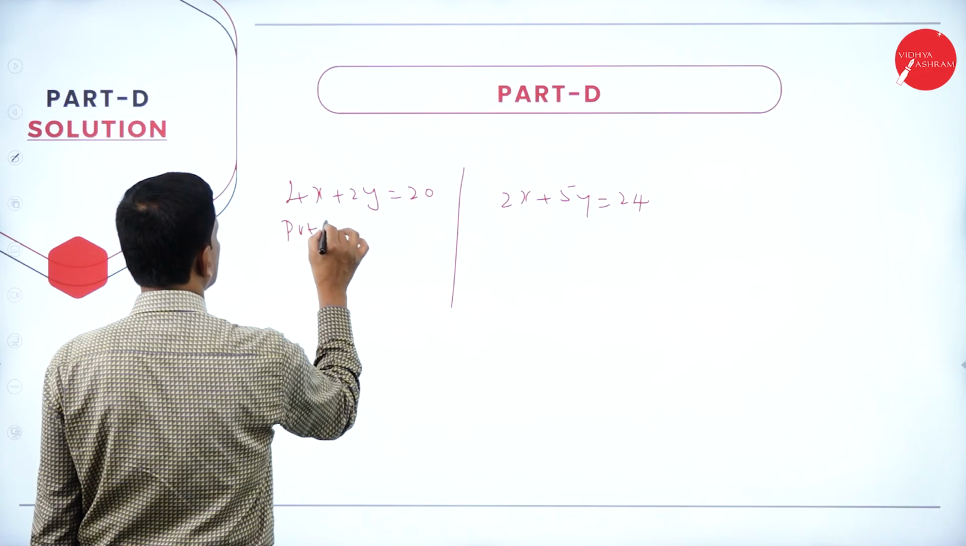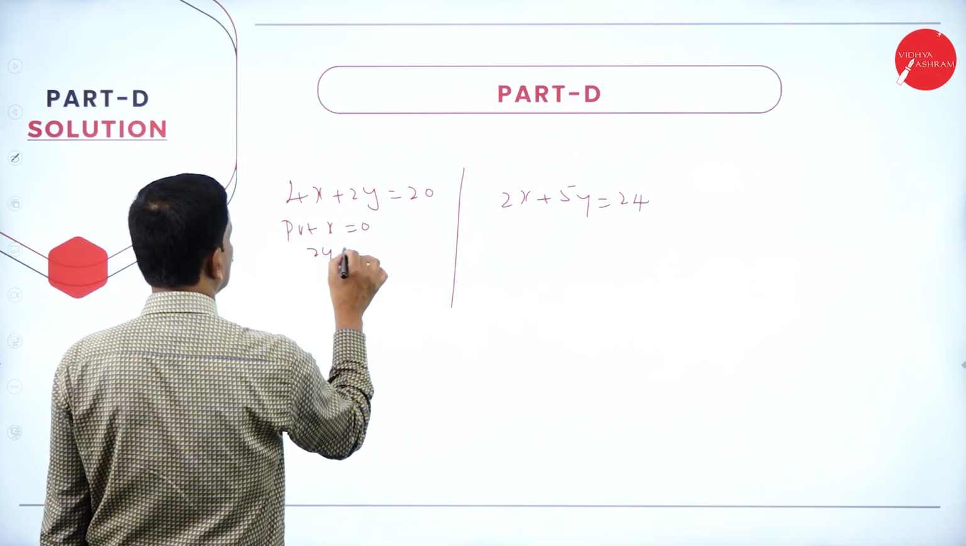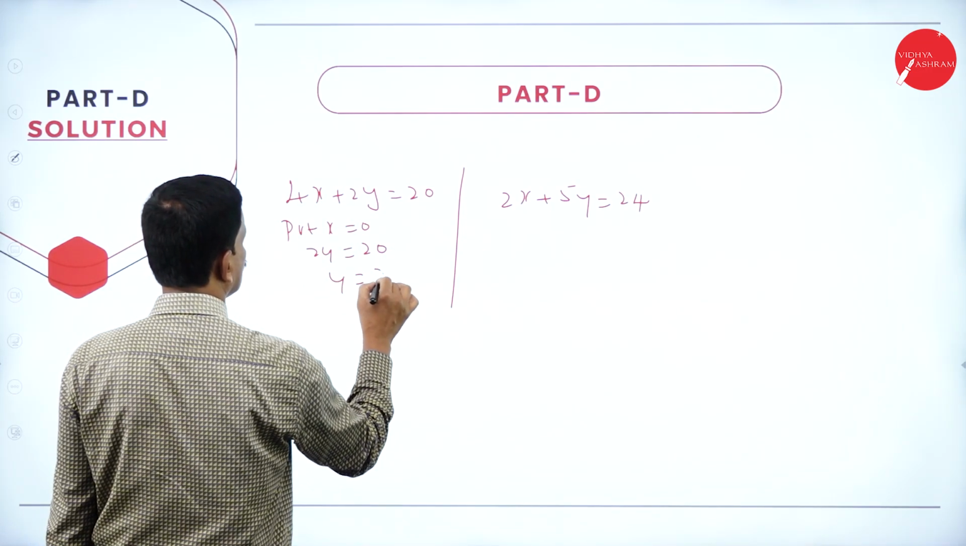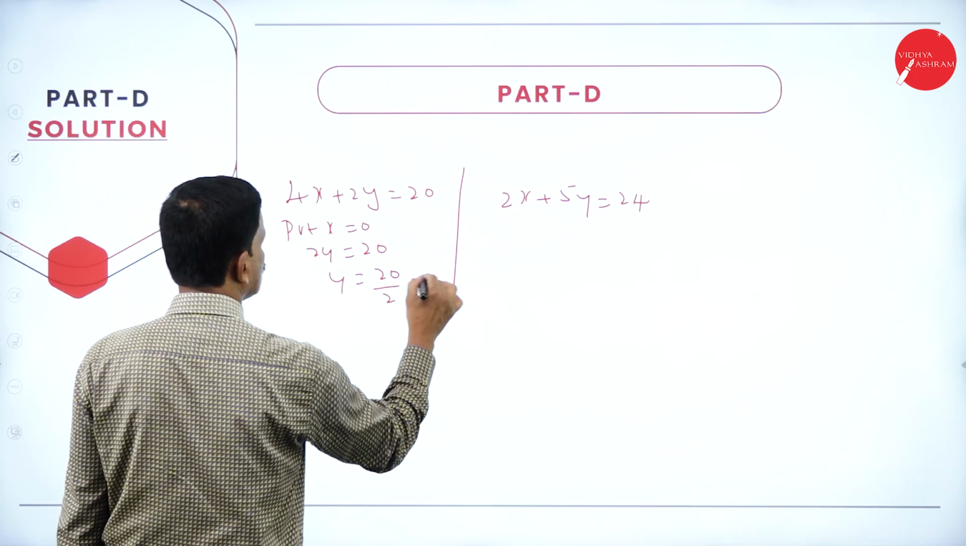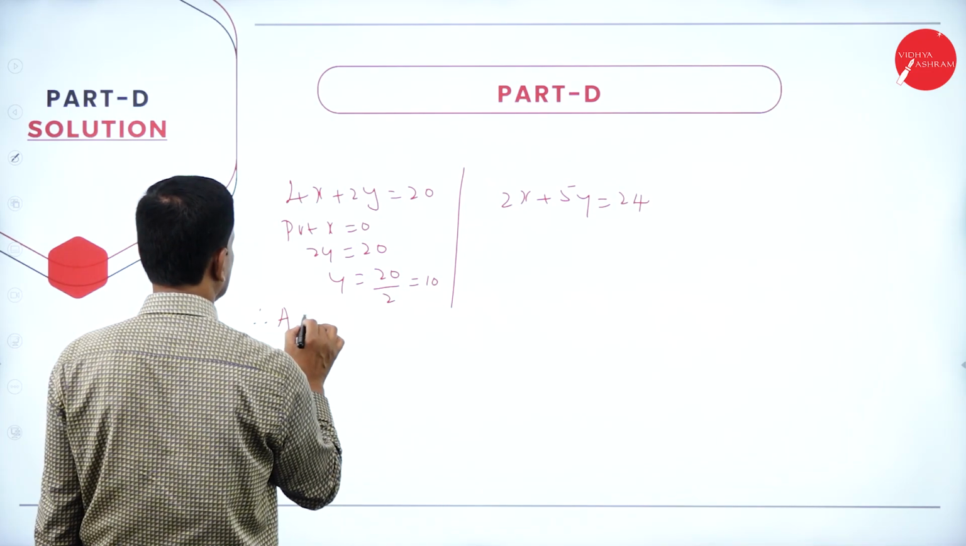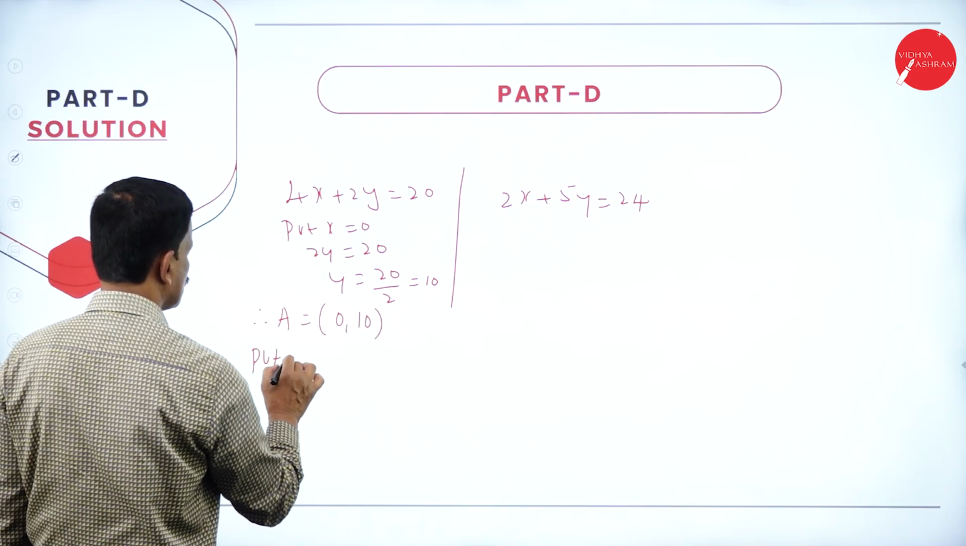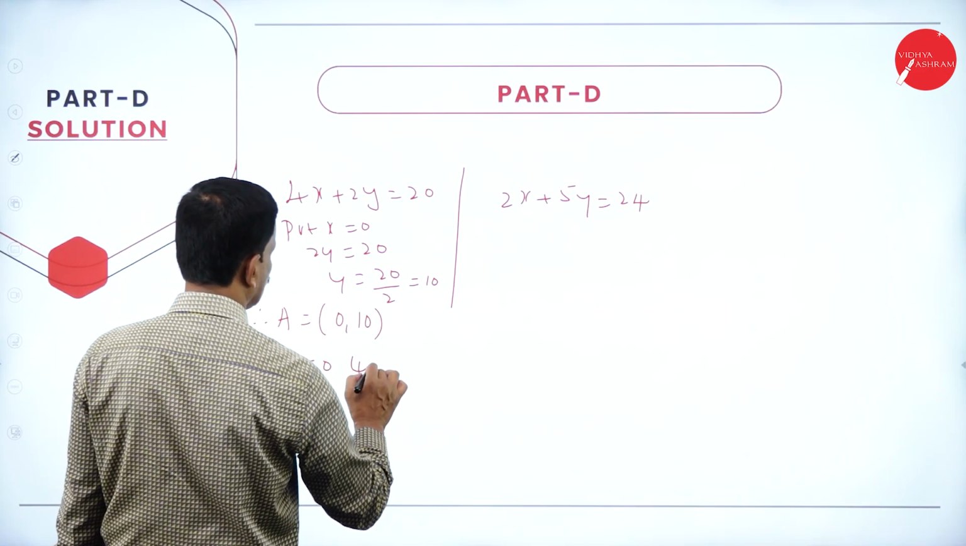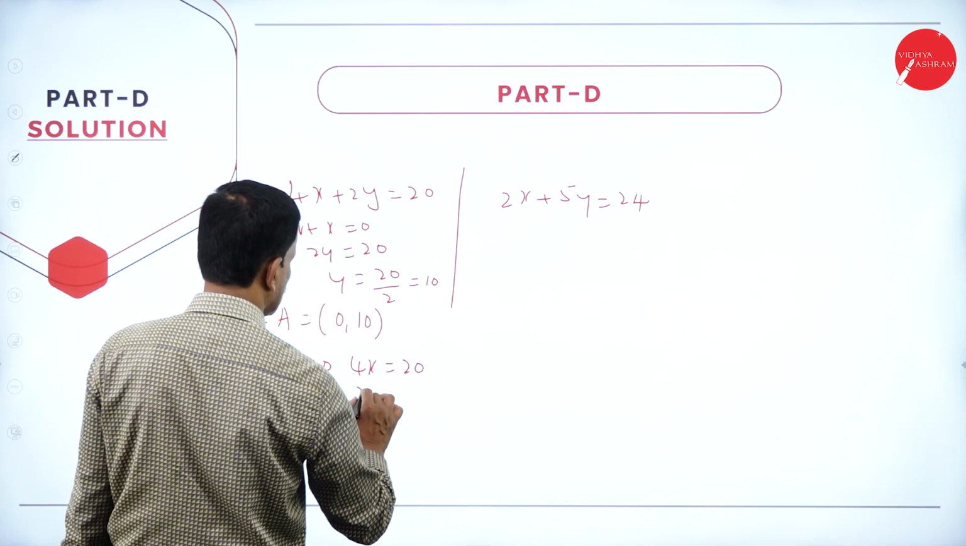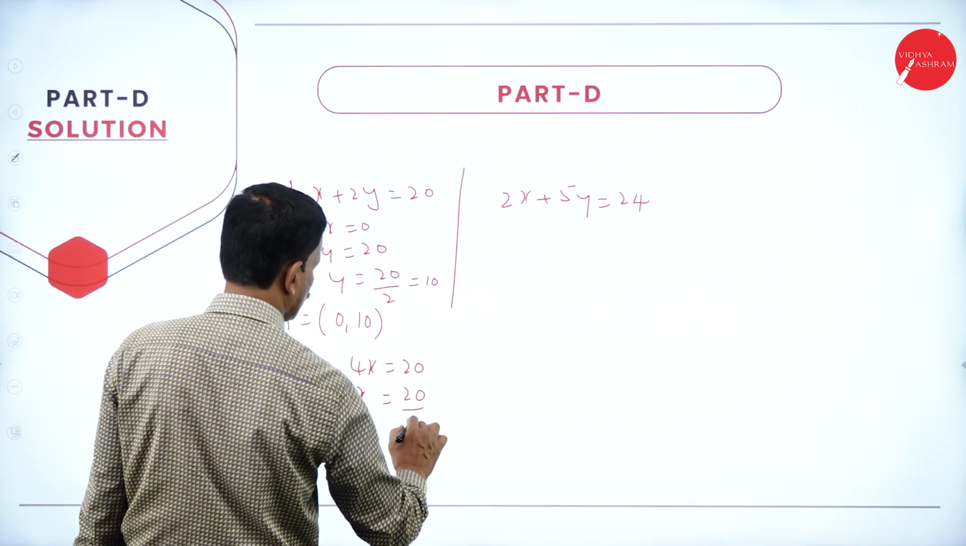We put x is equal to 0, we will get 2y is equal to 20, y is equal to 20 by 2, that's equal to 10. So therefore A, first point is 0 comma 10. We put y is equal to 0, we will get 4x is equal to 20, x is equal to 20 by 4.